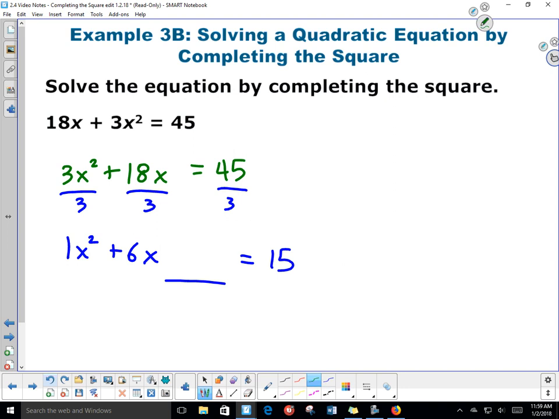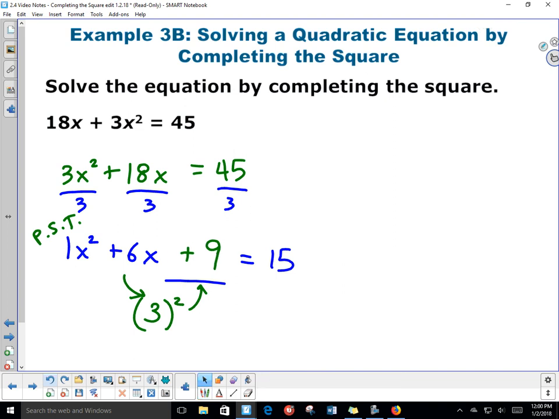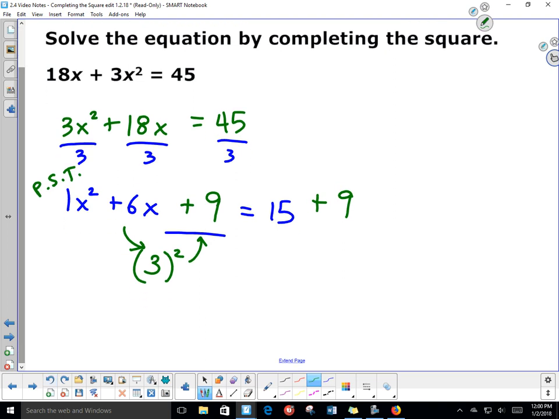So what do I want to add? I want to take half of 6, which is 3, and then square the 3 to get 9. So I'm adding 9. Why am I adding 9? So that I can create a perfect square trinomial, which can be rewritten as a binomial squared. But if I add 9 to the left side of the equation, I'm going to have to add 9 to the right side of the equation also to keep the equation in balance.